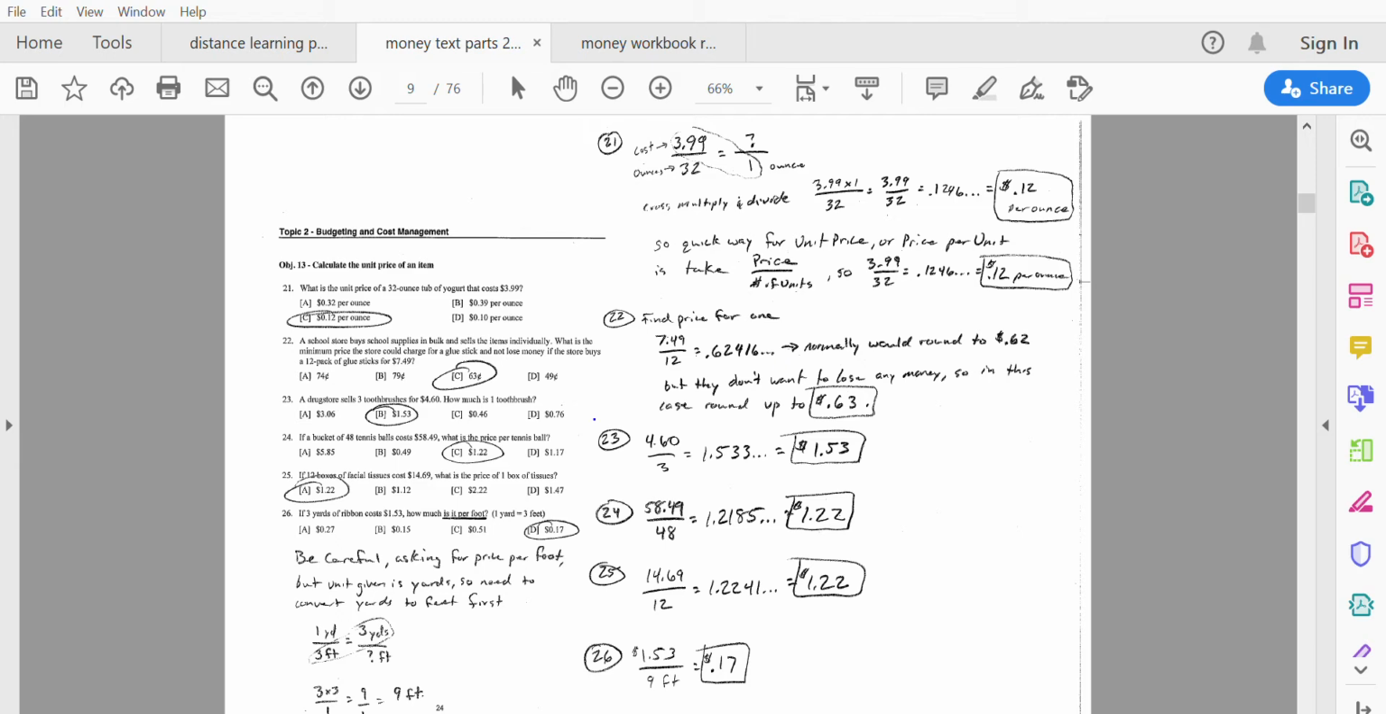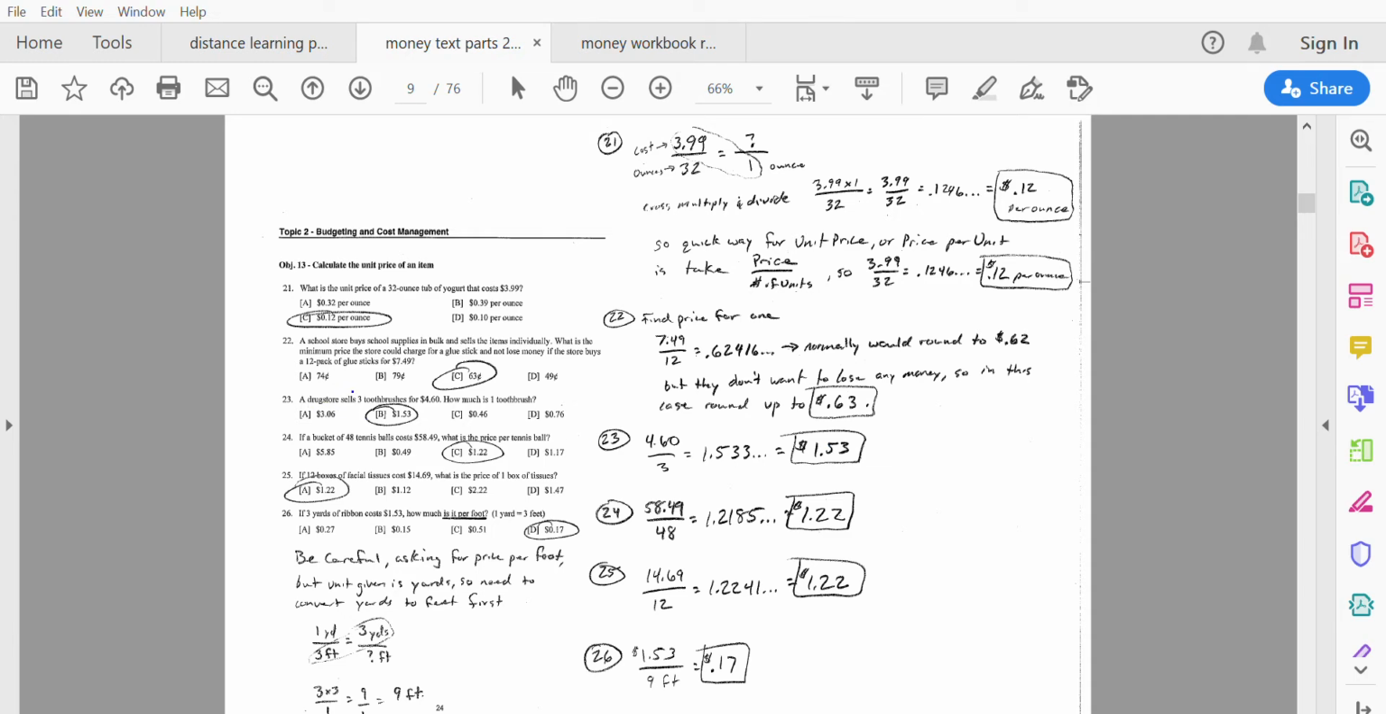Number 23. Now we got a few in a row here that are actually pretty easy. All you need to do is make sure you get money on top and the quantity on the bottom. So 23, a drugstore sells 3 toothbrushes for $4.60. How much is 1 toothbrush? So we get $4.60 is the amount. For that price, you get 3. You divide it, 1.533, and so it comes out to be $1.53.